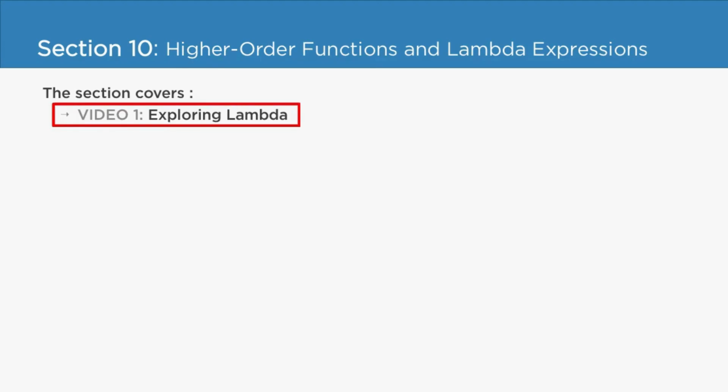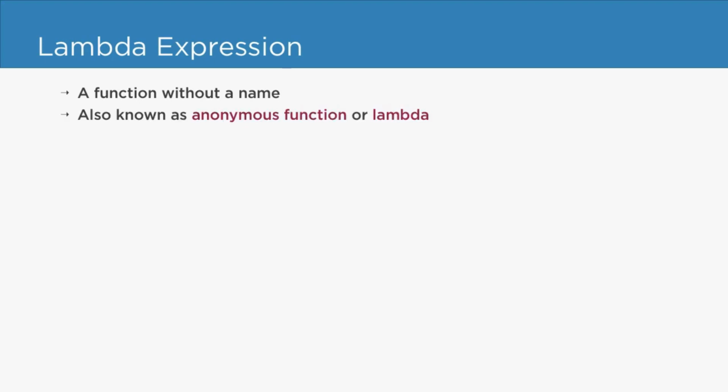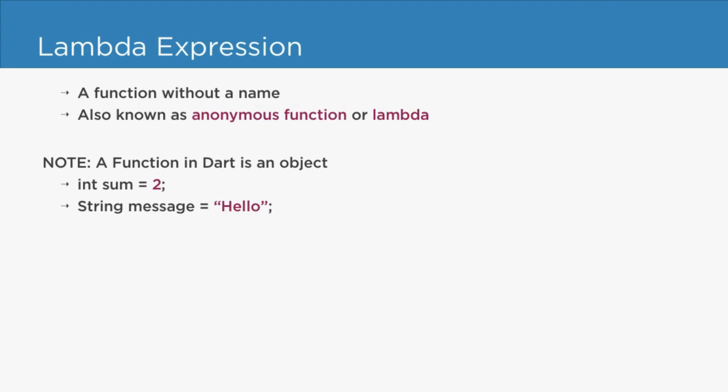Now in the first video, let us start exploring what we mean by lambda, where the lambda expression is a definition of a function without a name. That is, a nameless function is known as the lambda function. The lambda function is also known as the anonymous function or just the lambda. Now in Dart, a function is also an object, similar to an integer or a string message, which is an object. Similarly, we can define a function by writing the variable name and then the function definition. So this will now be a function object.